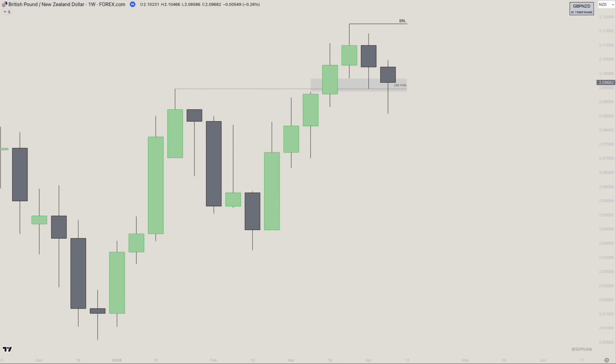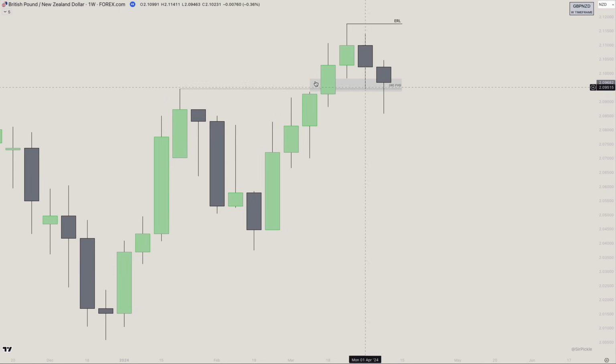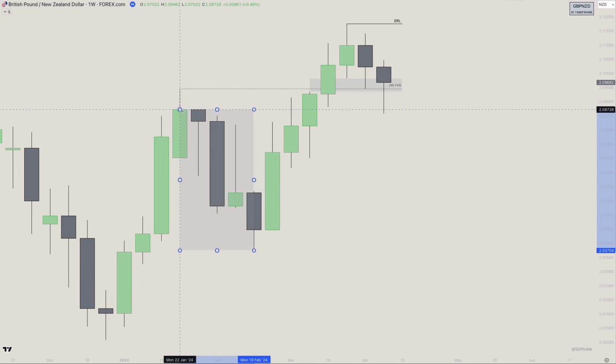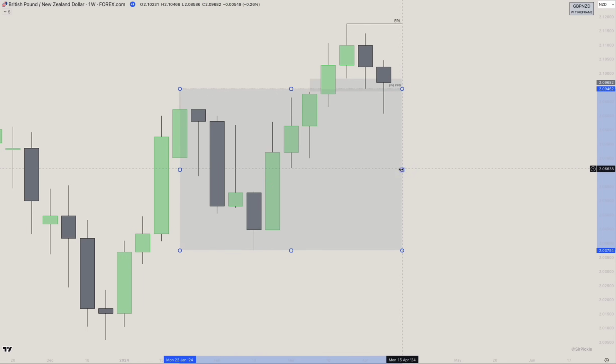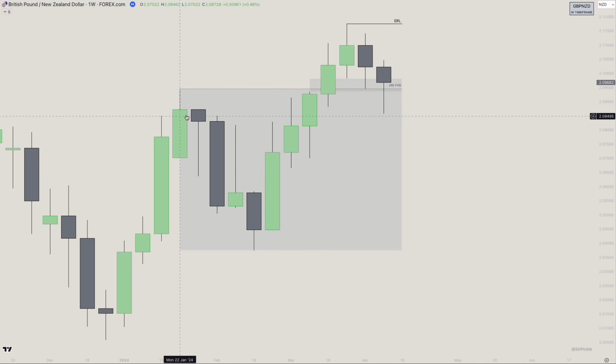We have GBP NZD. We have weekly context, weekly fair value gap to weekly external range liquidity, IRL to ERL. And we have an old overlapping swing high. Now, why do I use these overlapping old swing highs? Well, this right here is an area of fair value. All of this right here. Meaning, we had buy side offered, sell side was offered, and then buy side was offered again.